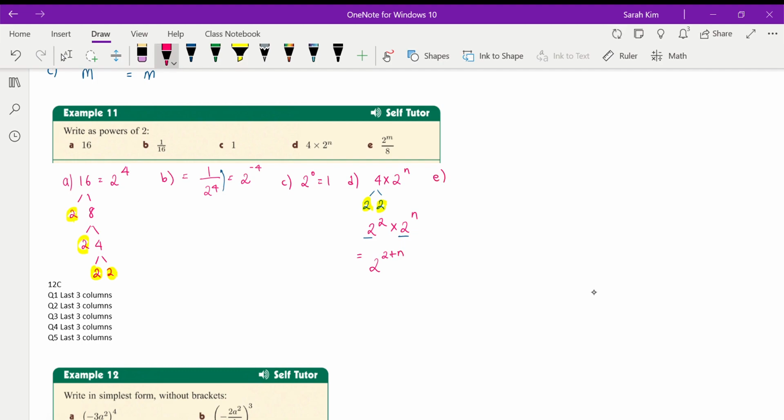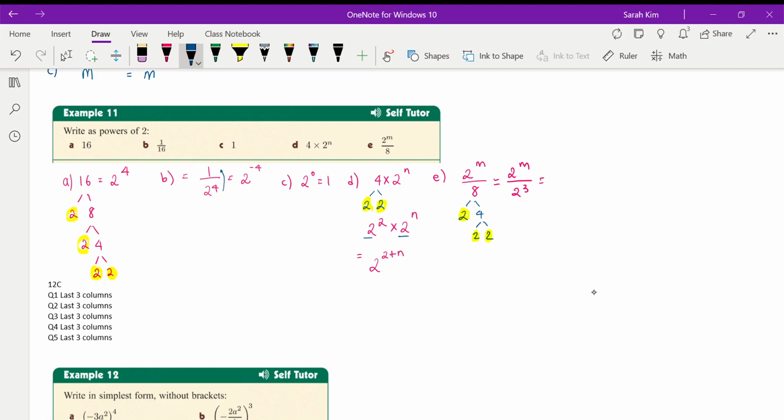I've got 2 to the power of m, and then I need to figure out how to write 8 as a power of 2. So if I do my split, I've got 2 times 4, and then 2 times 2. Hopefully you can see, even without a calculator, you can obviously use your calculator to figure it out, but I'm trying not to, because I don't have a calculator with me at the moment. But anyway, 2 to the power of m, and then divide by 2 to the power of 3.